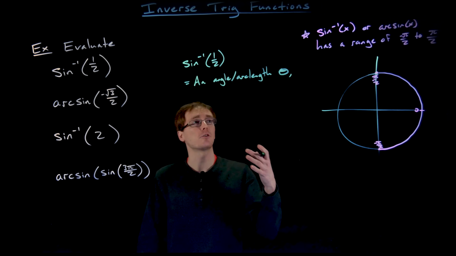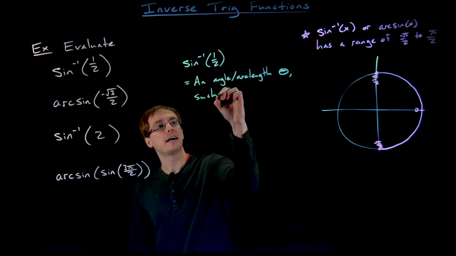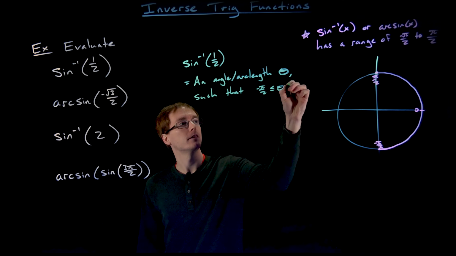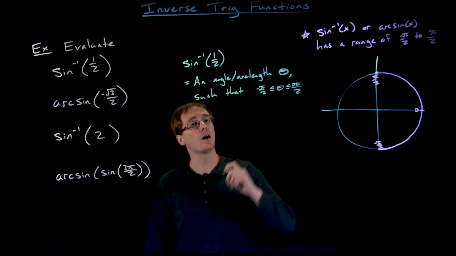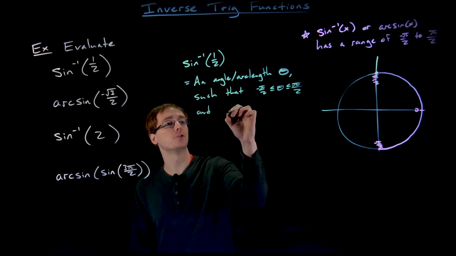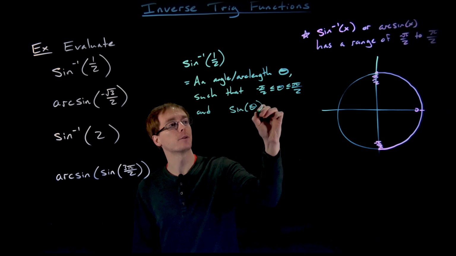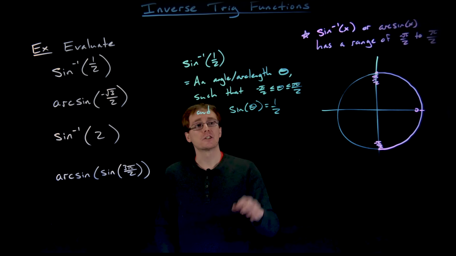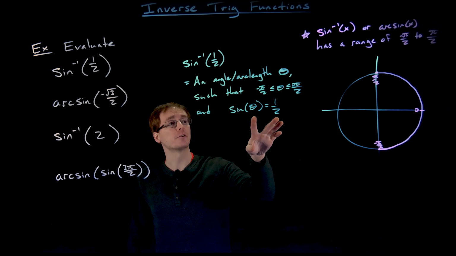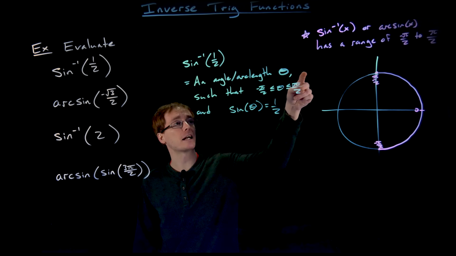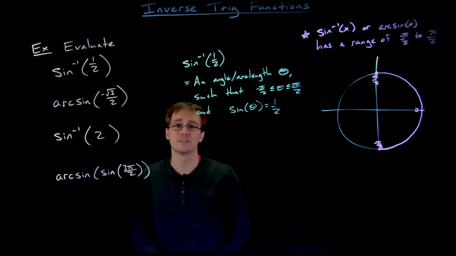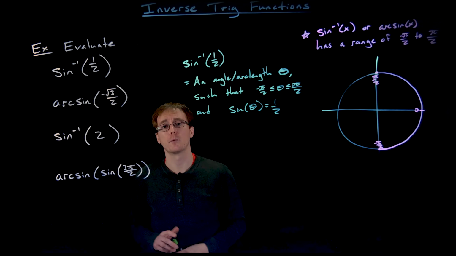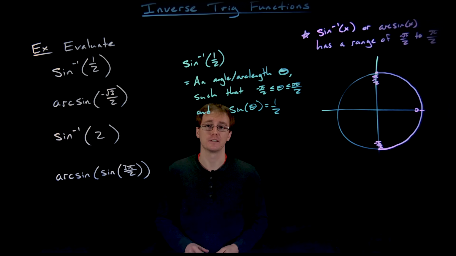So it's going to be a special angle or arc length theta such that our output or angle theta is between negative pi over 2 and positive pi over 2. And it's true that if we were to take sine of our angle theta, we would get the value of 1/2. That's essentially just going back to the definition of what it means to be an inverse function. The inputs and outputs switch, but we have this extra caveat here with our inverse trig functions in that we had to restrict the domain to some smaller interval to actually make it a one-to-one function and have this inverse trig function in the first place.